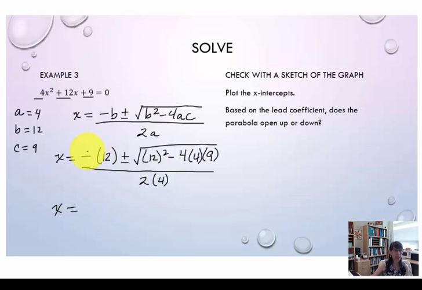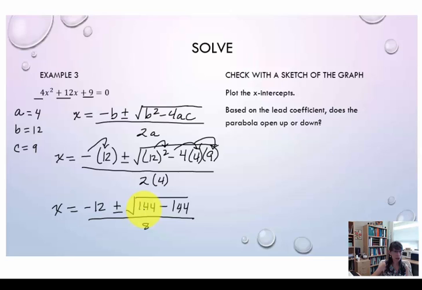To simplify, negative times positive 12 gives us negative 12, plus or minus terms under the radical. 12 squared means 12 times 12, or 144. Our 3 factors to multiply are negative 4 times positive 4 times positive 9. Notice there's only one of the factors that's negative, so we will subtract that product. 16 times 9 is 144, and 2 times 4 means we are dividing these terms by 8.